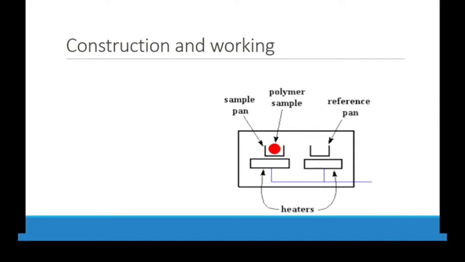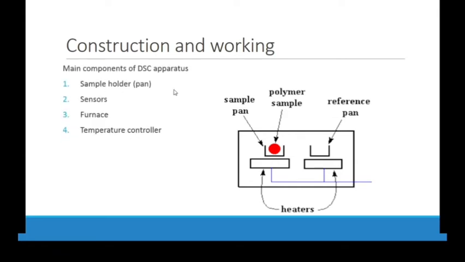In the sample pan we have some extra material, and if the sample absorbs the heat, then the heater under the sample pan has to work more. And if the sample emits the heat, the reaction is exothermic, and then the heater works more slowly. So these are the main components: the sample holder, sensors which can sense the temperature, the furnace which can heat, and the temperature controller so that the temperature of both can remain the same.